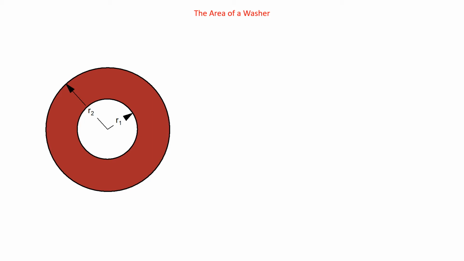Now, if we're finding the area of this, which we have done ever since geometry, maybe even before, we know that the area of a circle is pi r squared. So we're going to have the area of the big circle. The radius is r2, so that's going to be pi times r2 squared minus the area of the inside circle, pi times r1 squared. Now when we're doing this, we'll multiply on a dy or dx, depending on which way we're cutting it, but this is the formula.